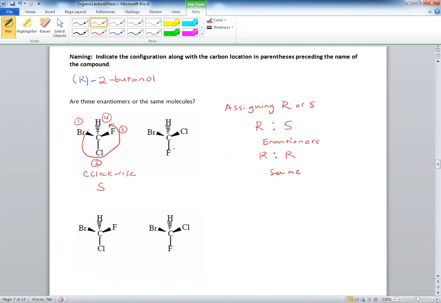To determine how they're related, you can do the same thing. Now we say here's 1, the priorities did not change, but there was a switch. The Cl and the F were switched. So that would be 2, and that would be the 3, and that would be the 4. So let's draw our arrow. And now what is that? That's clockwise, which is R. So you say that these are what? Enantiomers.